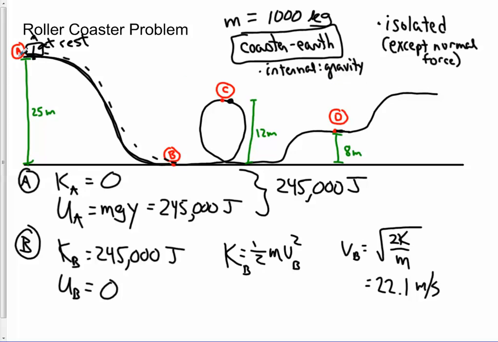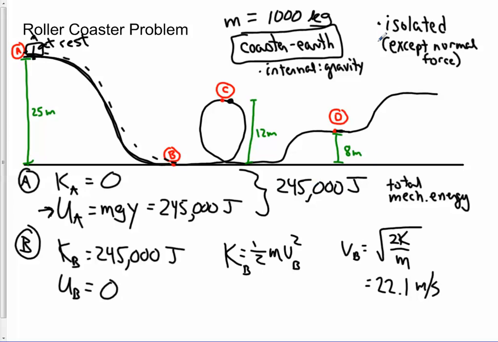And so we looked at point A, at the very beginning, and we said it's at rest, so it has no kinetic energy, but it does have potential energy because it's 25 meters up in the air. Our formula for potential energy, which we figured out in the last class, was mgy. You work that out, and it was 245,000 joules. So the total mechanical energy is 245,000 joules.